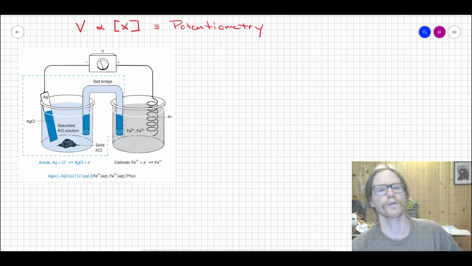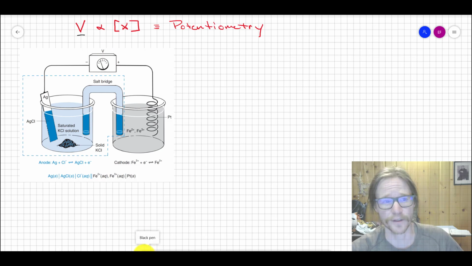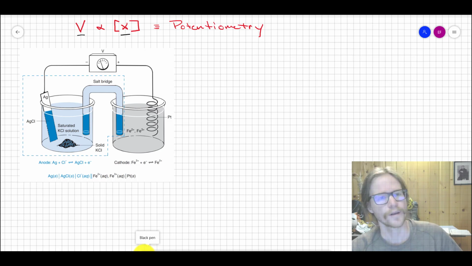Okay, so the whole goal of potentiometric measurements is to use a voltage measurement to relate to an E-cell measurement, which ultimately relates to the concentration of some species through the Nernst equation. And so that's the sort of view from 10,000 feet when we're thinking about potentiometry.